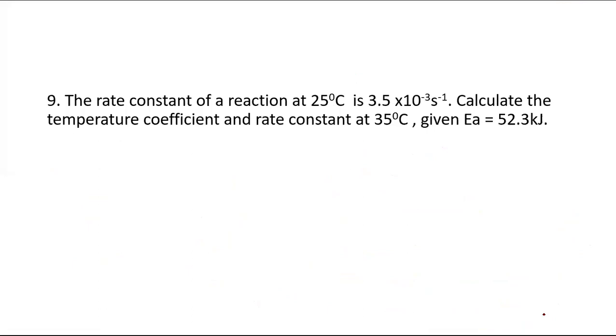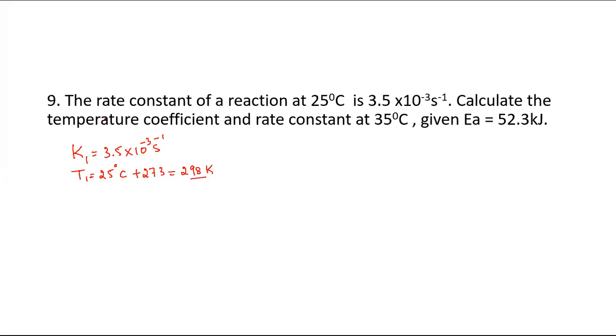Okay, no problem. Let us move on to the next one. So here is our next problem. The rate constant of a reaction at 25 degrees Celsius is 3.5 into 10 to the power of minus 3 per second. So the rate constant, that is the initial K1, is equal to 3.5 into 10 to the power of minus 3 per second. And the temperature is 25 degrees Celsius. So we need to convert this into Kelvin. Adding 273, it becomes 298 Kelvin. So this is a must. If it is in Celsius, you must convert it into Kelvin.